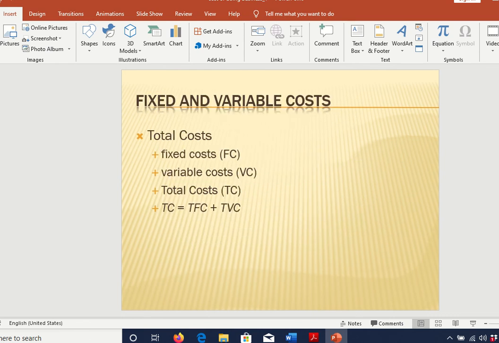Total cost can be divided into two types of costs: fixed costs and variable costs. For the sake of time, we like to use shorthand: FC for fixed costs, VC for variable costs. Sometimes you also see total variable cost and total fixed cost. So total cost is equal to fixed cost plus variable cost, that is, total fixed cost plus total variable cost.